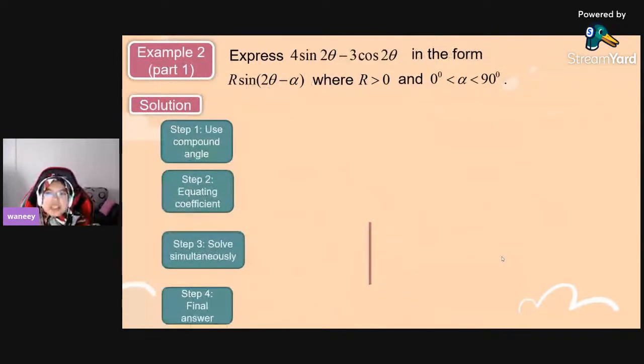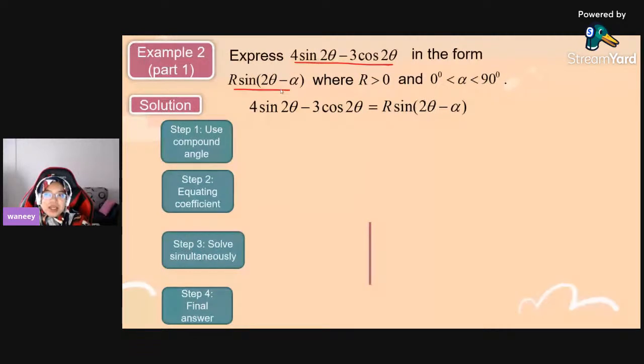Okay, next. Express 4 sine 2 theta minus 3 cos 2 theta in the form of r sine 2 theta minus alpha, where r is greater than 0, so that means r should be positive, and alpha is between 0 and 90 degrees, which means alpha needs to be an acute angle. Okay, so now, firstly, we need to write down this one equal to this. So 4 sine 2 theta minus 3 cos 2 theta is equal to r sine 2 theta minus alpha. And then we are going to use the compound angle on the right hand side.